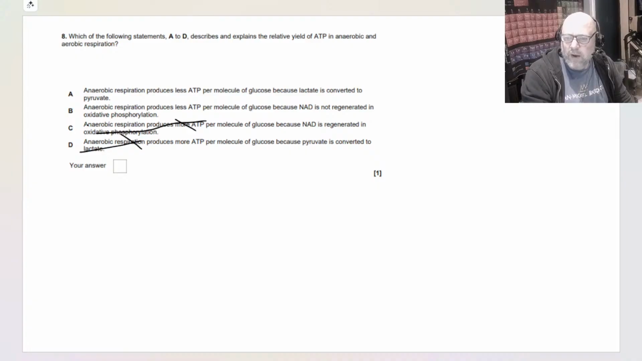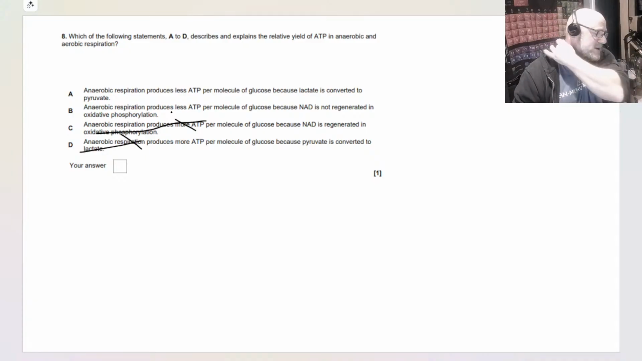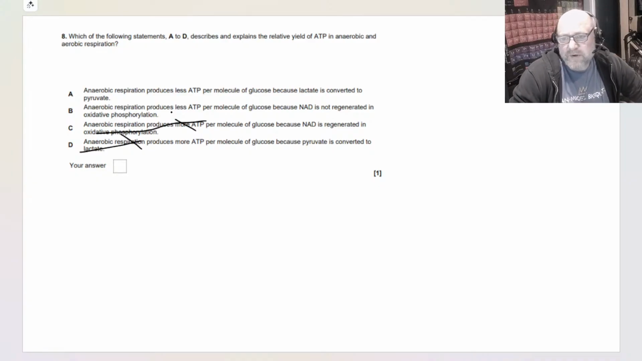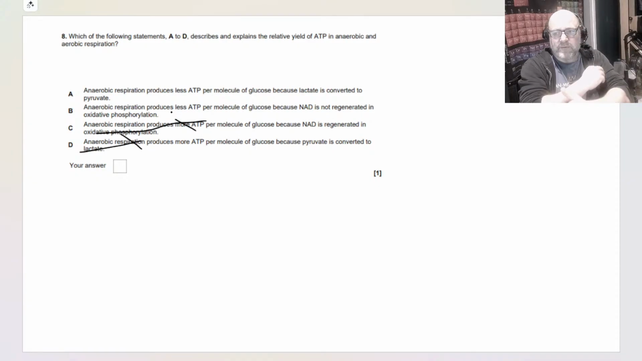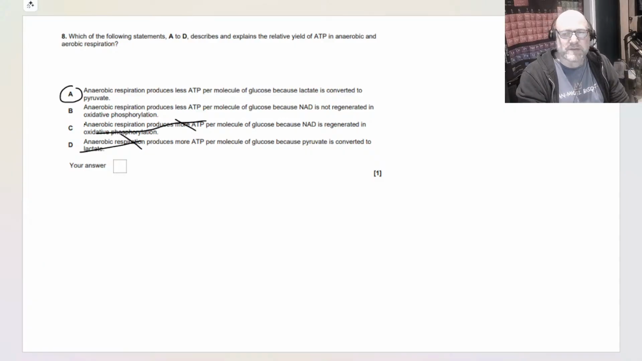We shouldn't be talking about oxidative phosphorylation. Oxidative phosphorylation is a more modern evolutionary type of phosphorylation. That is what happens in the final stages of aerobic respiration, where oxygen is the final electron acceptor. Basically it's part of the aerobic respiration series of stages. So it's going to be: anaerobic respiration produces less ATP per molecule of glucose because lactate is converted to pyruvate.